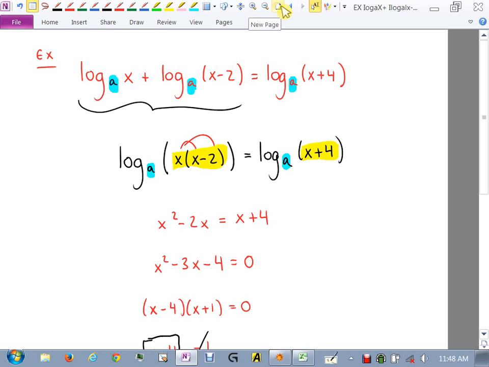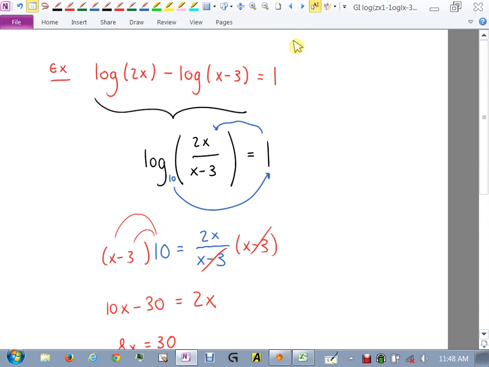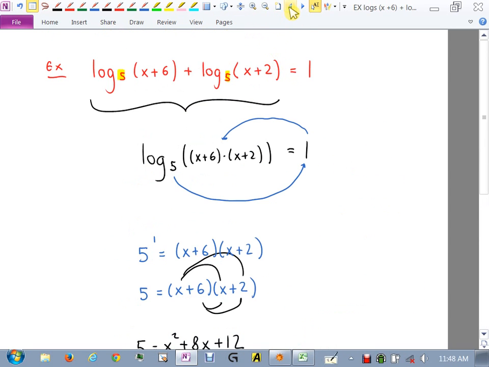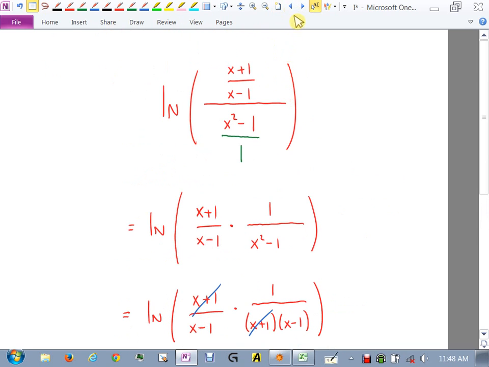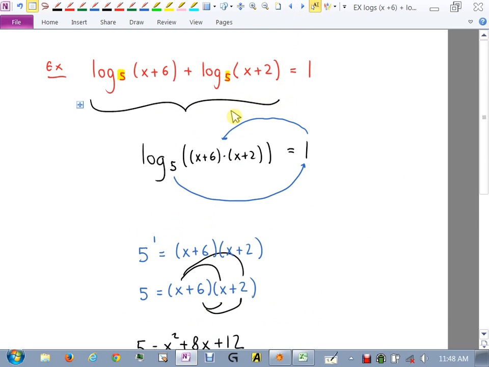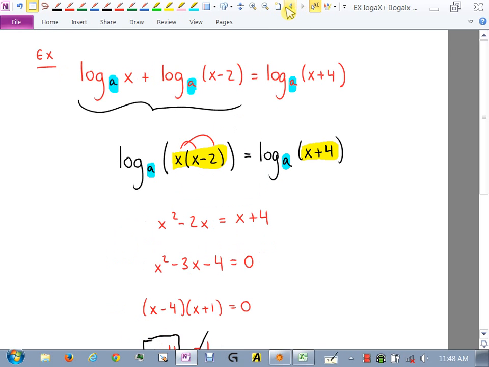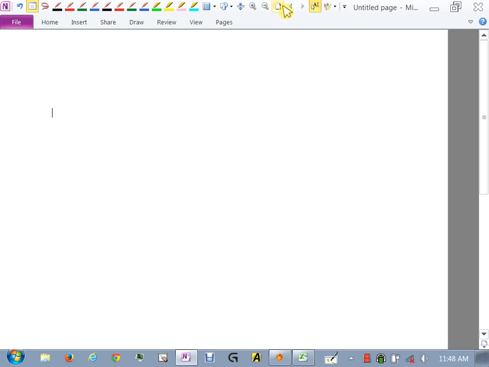Okay, everything we've done, this example and the previous ones, are all called log equations. They're called log equations because the variable you're trying to solve for, x, lives inside of the log. Now we're going to look at something we already investigated, and that's exponential equations. All right, so let's take a look at some exponential equations.